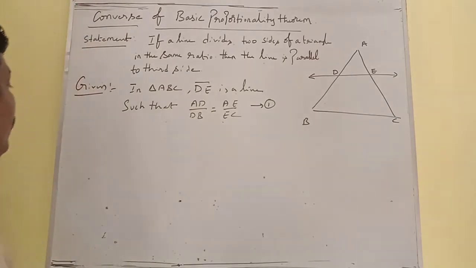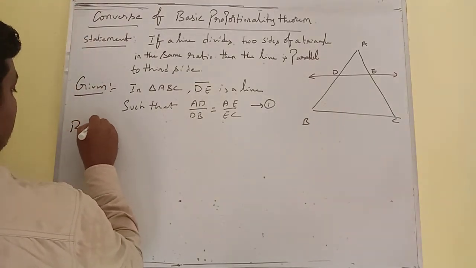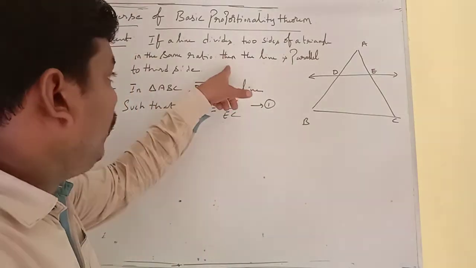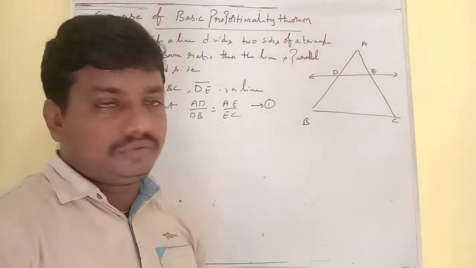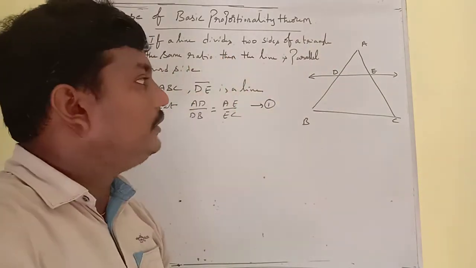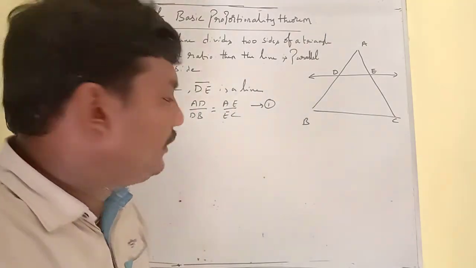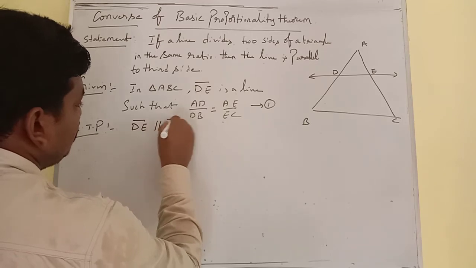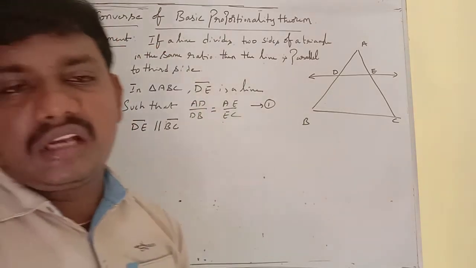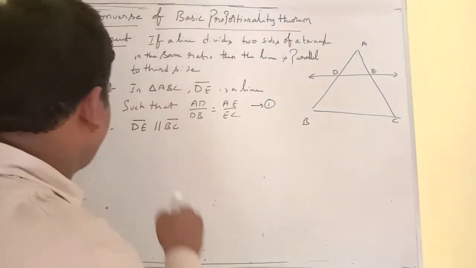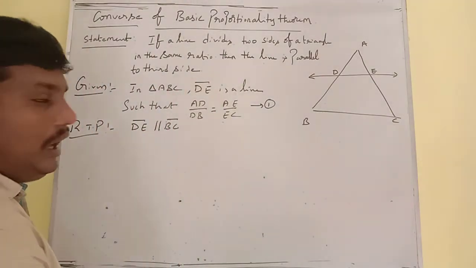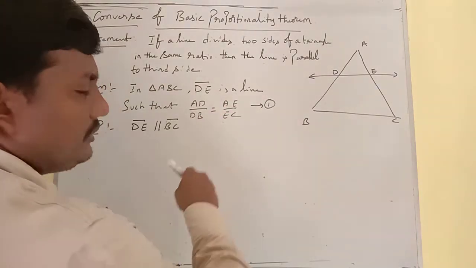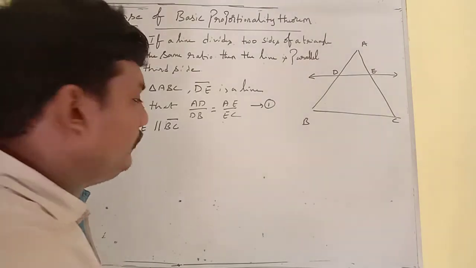Now what is required to prove? What is the statement we have to prove? The line is parallel to the third side. That means DE is parallel to BC. We have to prove that DE is parallel to BC. Observe that in the basic proportionality theorem, given is DE parallel to BC and required to prove is AD by DB is equal to AE by EC. Now it is reversed because it is the converse of the basic proportionality theorem.